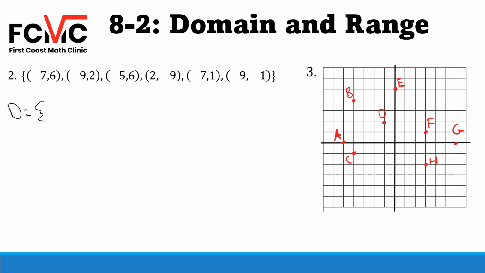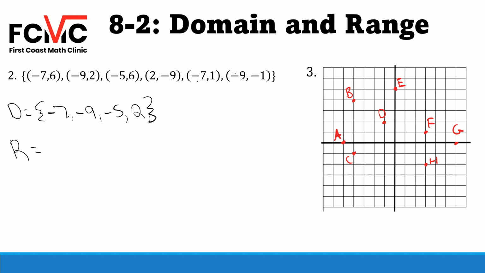So we've got -7, -9, -5, 2. We've got another -7 and another -9. I don't need to repeat values when I'm listing my domain. So since these values repeat, I could just stop my domain set right here. All right, we don't need to repeat values.